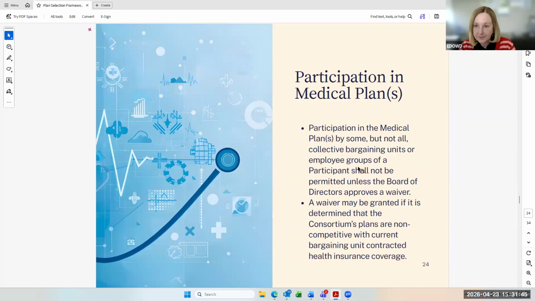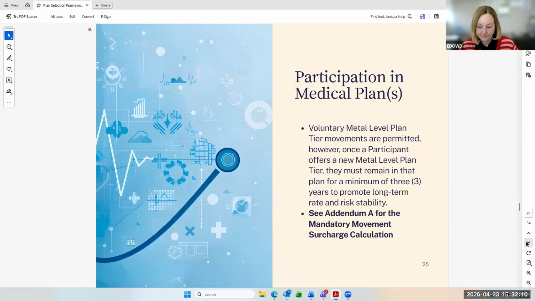We've covered most of this already, that participation by some, but not all, is part of the municipal cooperative agreement and does require a waiver. And we will honor collective bargaining agreements and issue a waiver for that reason.